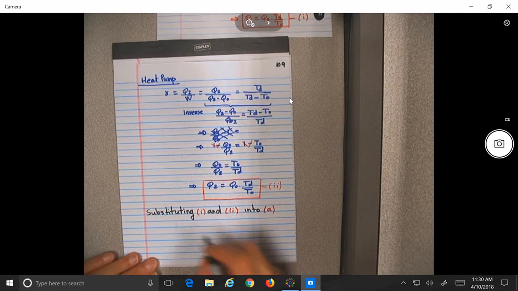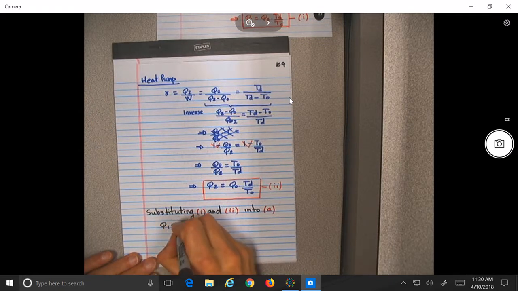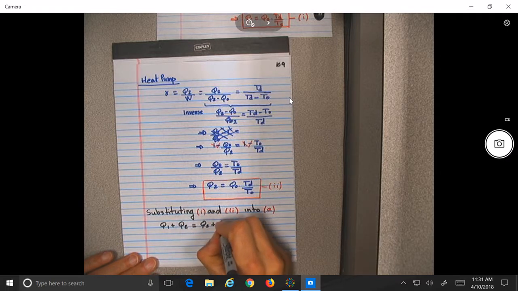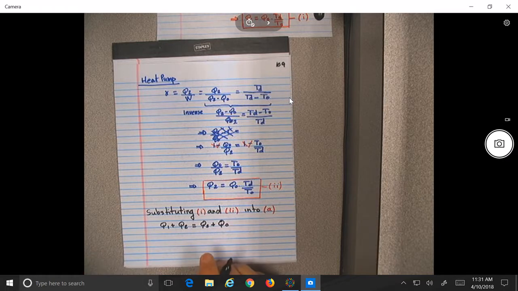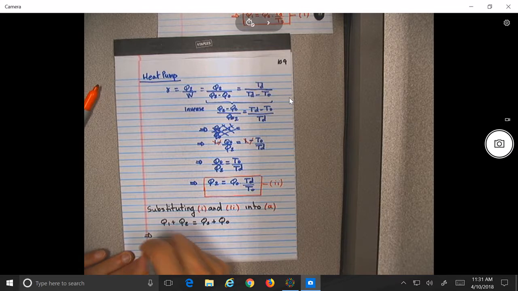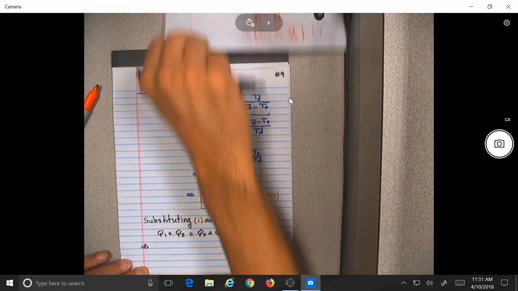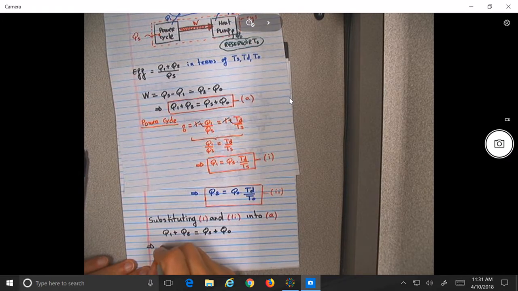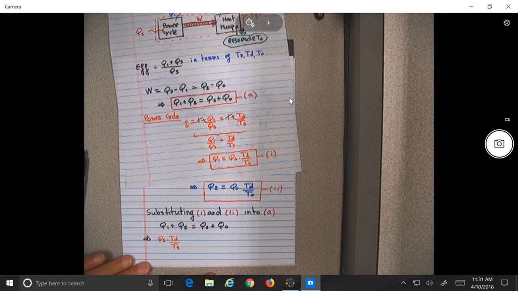what do we have? What is A? Is Q1 plus Q2 equal to QS plus Q naught. Yeah, I think I got it. Yeah. Okay, so what is Q1? From this equation is what? QS TD over TS, no?